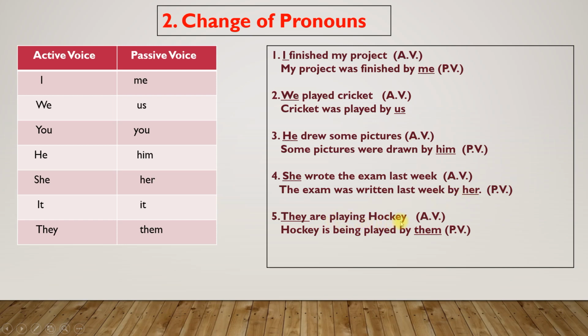They are playing hockey. So hockey is singular, but they is plural, right? They is the subject in the active voice, plural here. So we should use are. They are playing hockey. Hockey is being played by them. They becomes them, right? This is the way how to change the pronouns from active voice to passive voice.